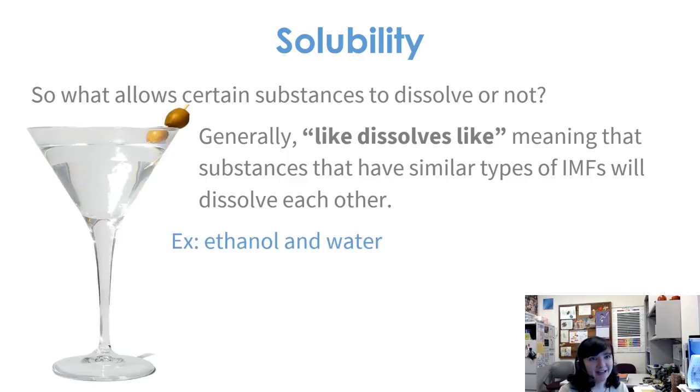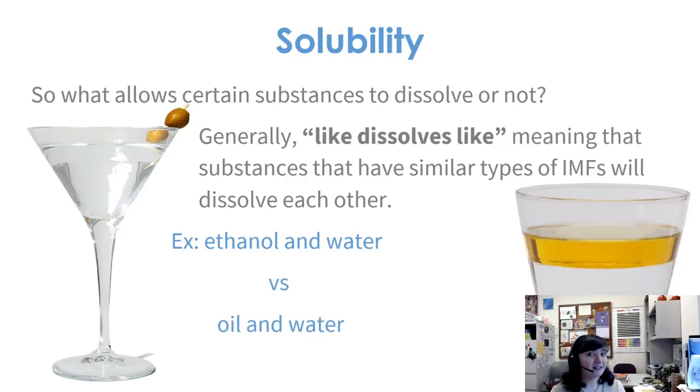For instance, the alcohol that people of age may drink is made up primarily of a mixture of ethanol and water, along with a whole bunch of other things. But ethanol is an alcohol, so it has that OH group on it, which can hydrogen bond. Water also has O-H bonds, so it can hydrogen bond as well. And so that allows that mixture to be very homogeneous, very miscible, and that's just due to this like-dissolves-like feature.